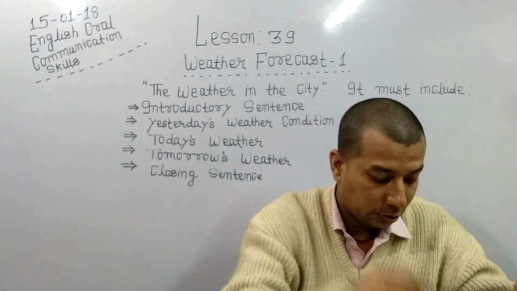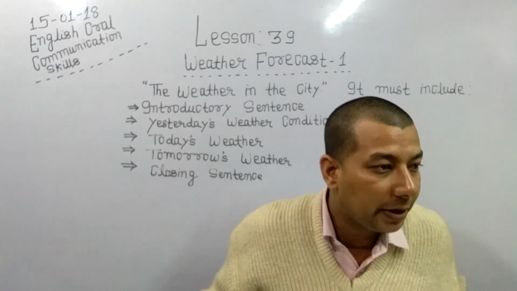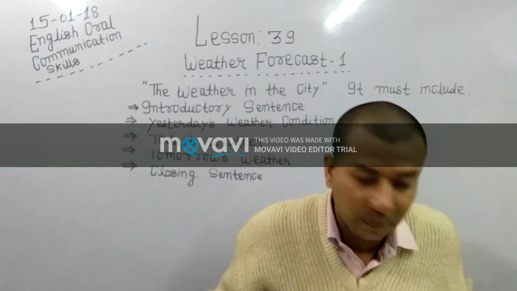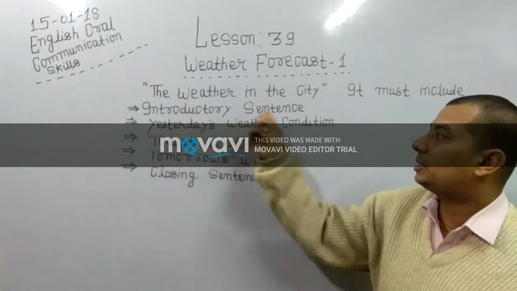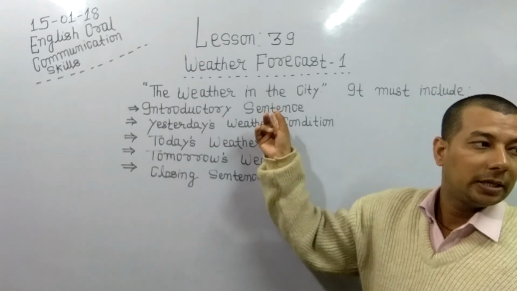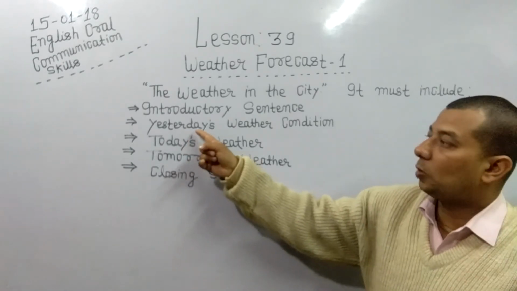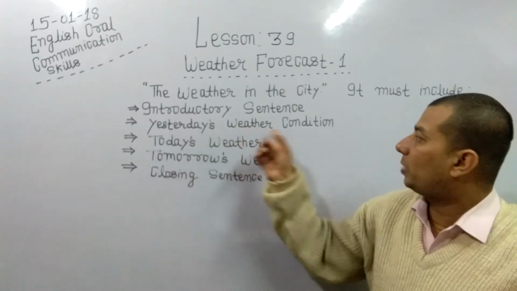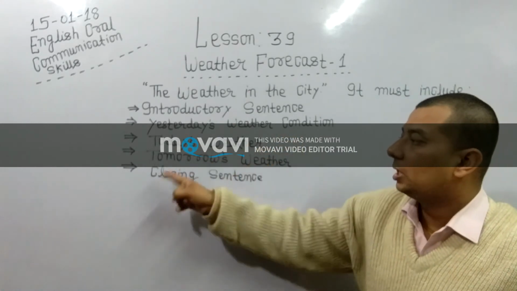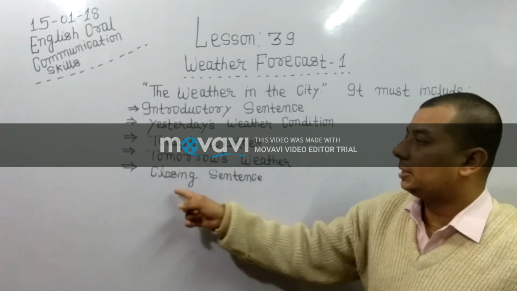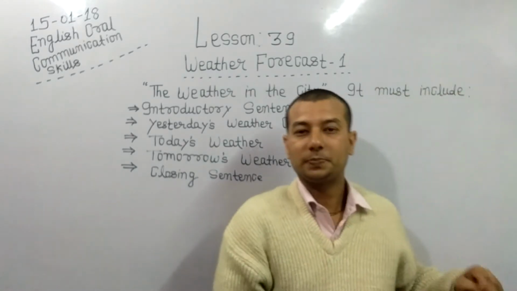Good. So you have to speak about 10 sentences about the weather in your city, Delhi. It must include: number 1, an introductory sentence. Number 2, yesterday's weather condition. Number 3, today's weather condition. Number 4, tomorrow's weather. And at last, the closing sentence. So are you ready?